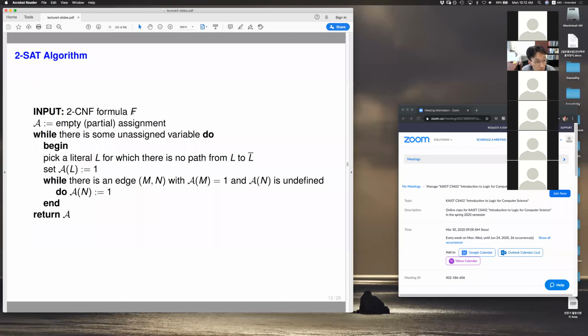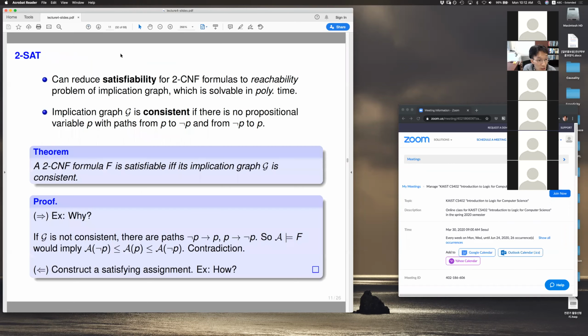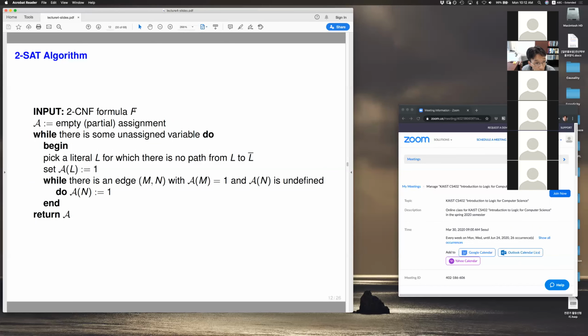So the algorithm works like the one before. We initially have a bit like before, but it's a bit different. Initially, A is a partial assignment, which means it doesn't assign anything. Given the propositional logic formula F, whose implication graph we know is consistent, what we have to prove is that consistency implies satisfiability. So assuming the implication graph is consistent, we will construct satisfying assignments. Our job is to produce satisfying assignments.